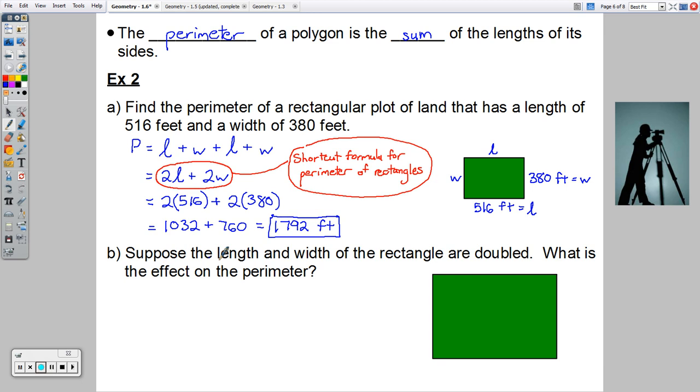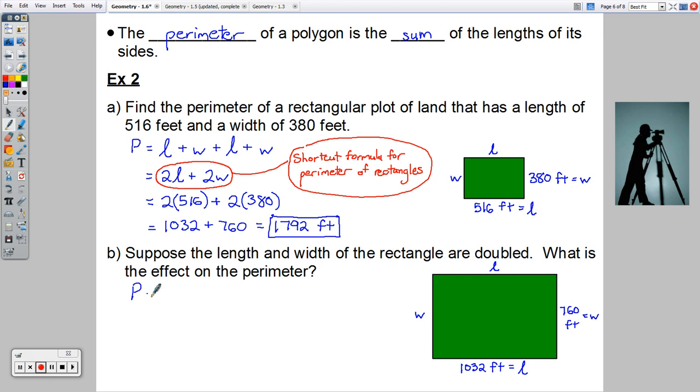And part B, suppose the length and width of the rectangle are doubled now. What is the effect on the perimeter? So if this is twice as big from here to here, 516 times 2, that's 1032. So this is my new length, my new L. I've got another L up here that's going to be the same length as that. And then down here, 380 times 2, that was 760. So 760 feet is my new W. And again, it's the same over here.